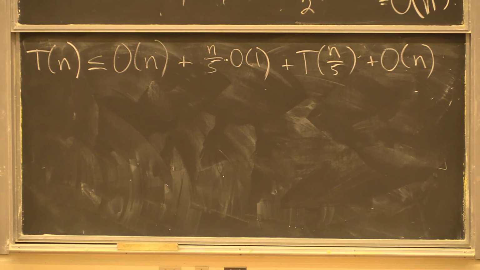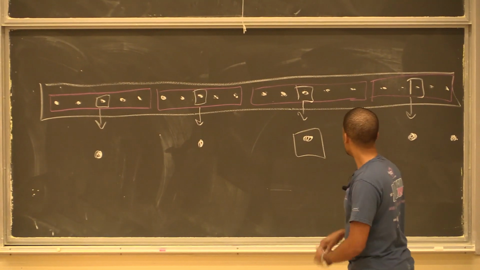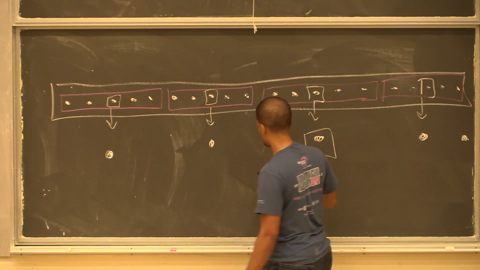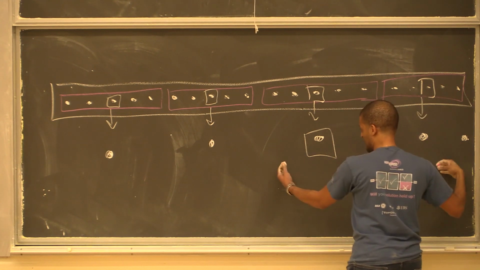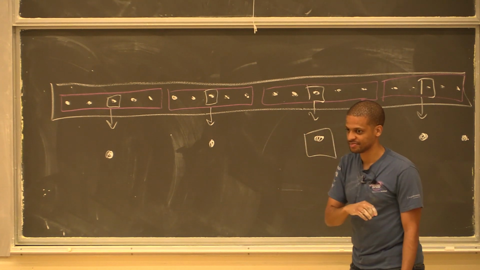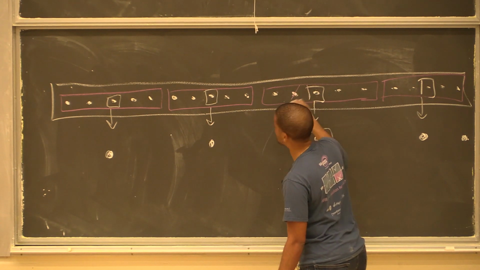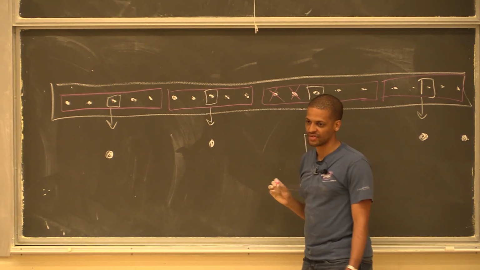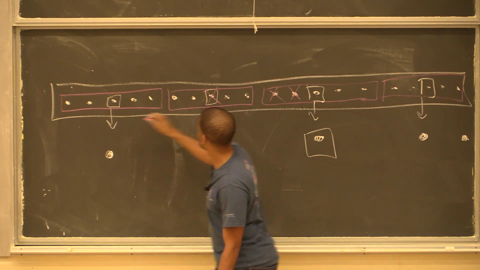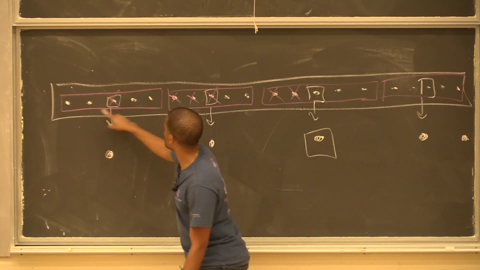What can I say about the sizes of L and R? This is where the magic of 5 is going to come into play. What do I know about this median of medians? I took the median in each group of size 5, and this person is the median of those medians. He is bigger than the smaller 2 people in his group. He's also bigger than all the medians to the left of him. So he's bigger than this median, and he's bigger than this median. But this median is bigger than these 2 people too, and this median is also bigger than these 2 people.